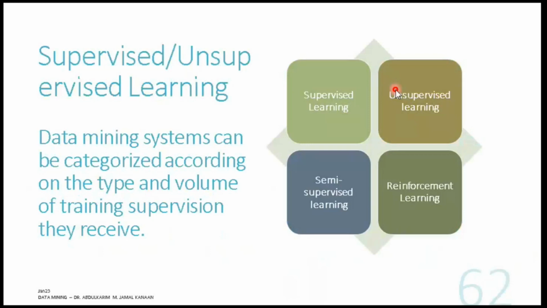Okay, so what is supervised and unsupervised learning? Data mining systems can be categorized according to the type and volume of training supervision that they receive. What does that mean? Soon you will understand. We have four types: supervised learning, unsupervised learning, semi-supervised learning, and reinforcement learning.